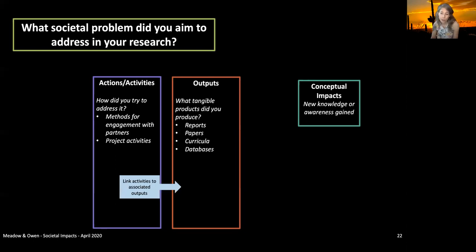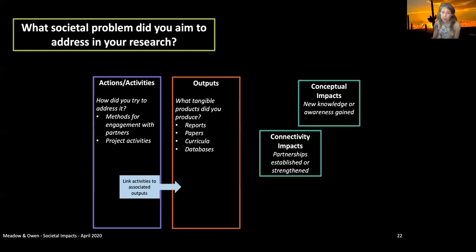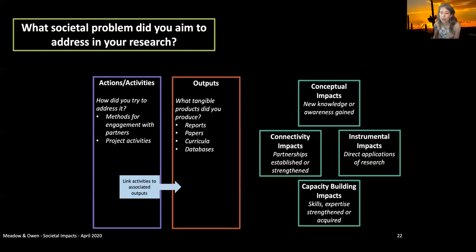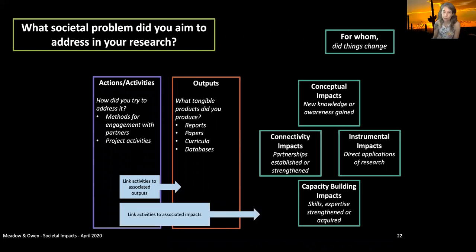So again, conceptual impacts: new knowledge or awareness gained; connectivity impacts: partnerships established or strengthened; capacity building: skills or expertise that is strengthened or acquired; and instrumental impacts: direct applications of your research to decisions, policy, or practice. And then you want to think about what changed, but then to call out specifically for whom did things change. And then you might go back and link some of the specific activities and outputs to their impacts. So, linking together what led to what, more or less.